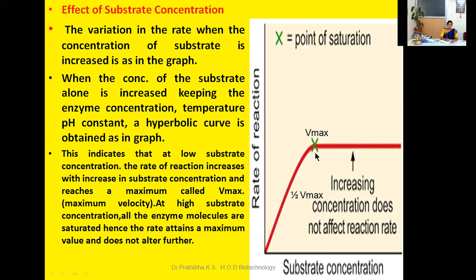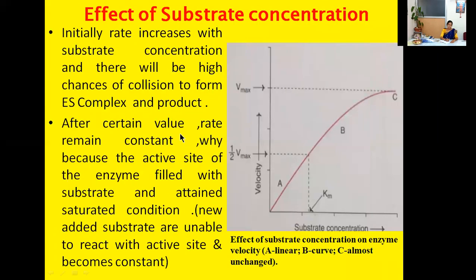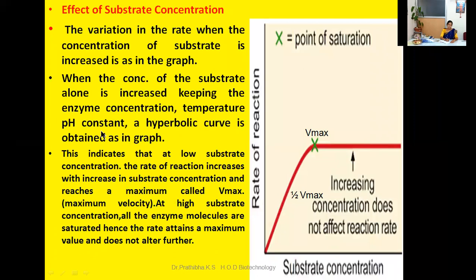Okay, this indicates that at low substrate concentration, the rate of reaction increases with increase in the substrate concentration and reaches a maximum condition called Vmax, that is maximum velocity. At high substrate concentration, all the enzyme molecules are saturated, hence the rate attains a maximum value and does not alter further. For this effect of substrate concentration, you can write this information.